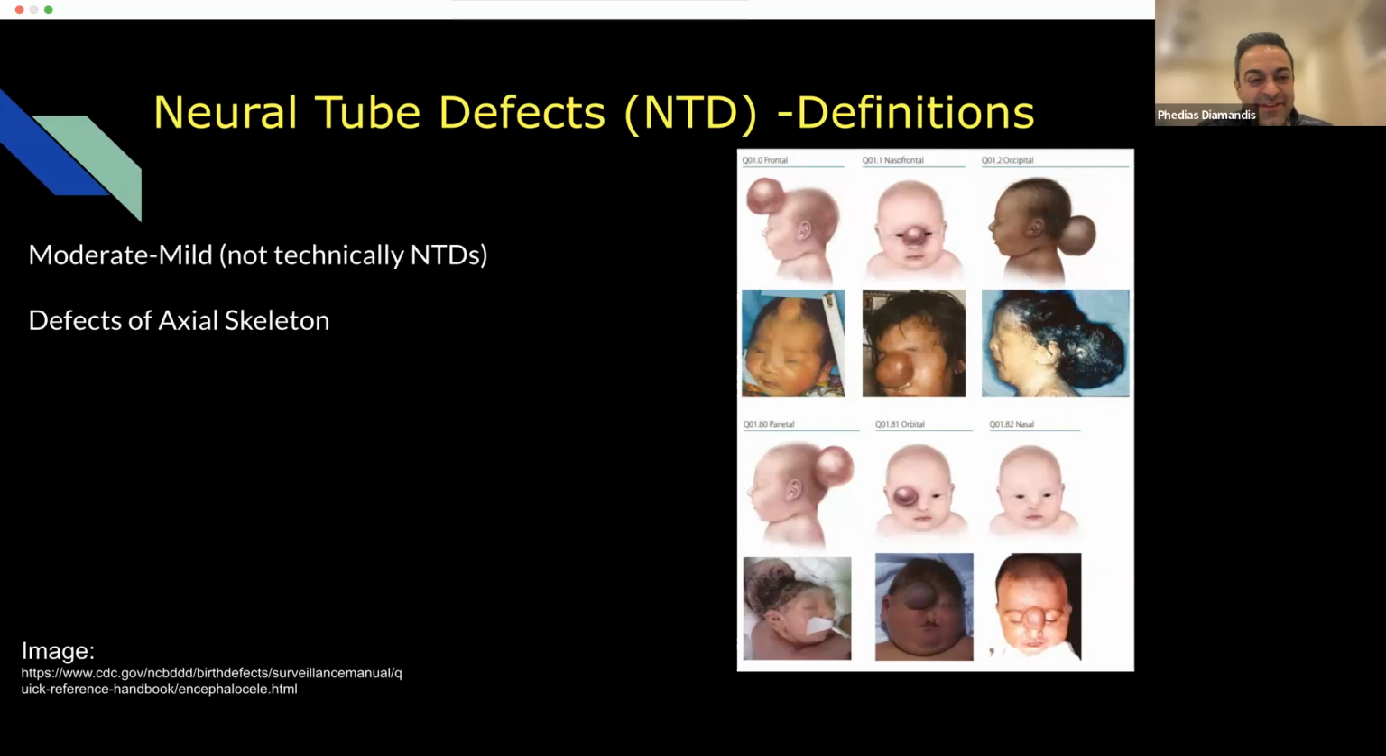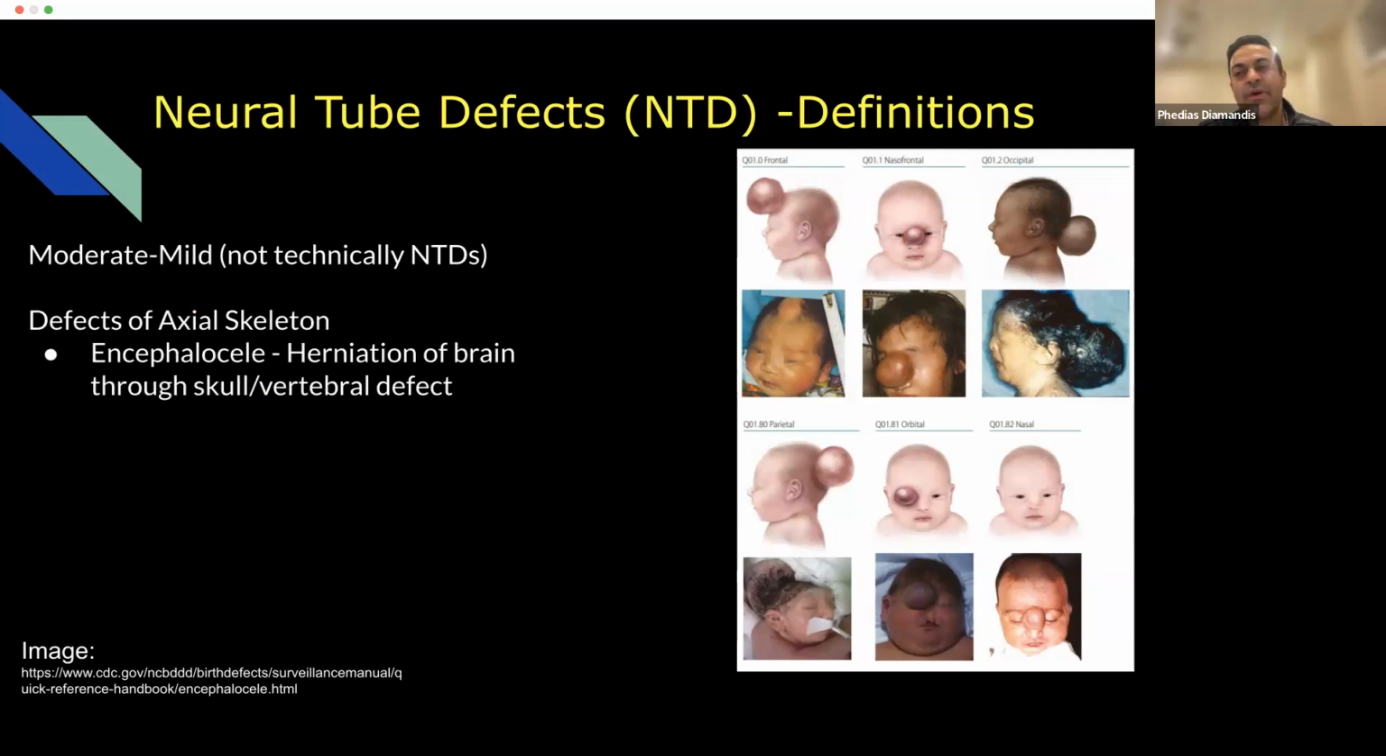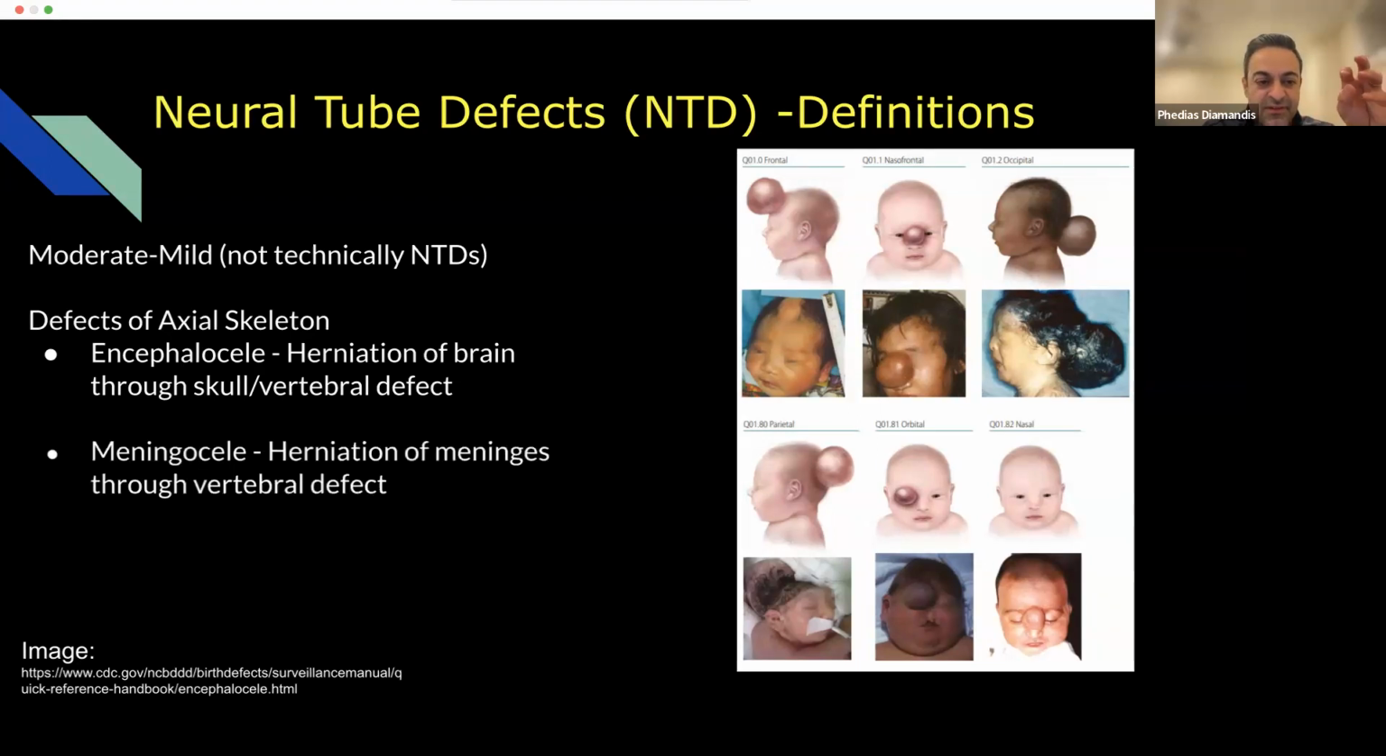So these are considered defects of axial skeletal development, where you do have nice neural tube closure, and then the mesodermal protective layer, both in the skull and the spinal cord, does not develop properly, leading to herniation of the meninges and the brain through the skull defect. A variant of this is meningocele. You can see this word does not have encephalo, which is brain, so you only have herniation of the meninges through the defect.